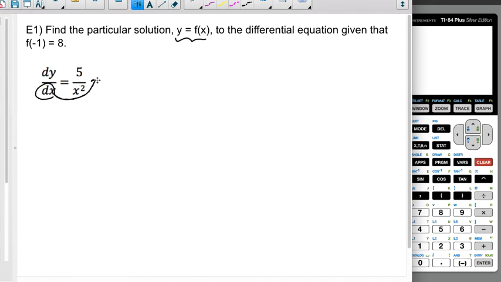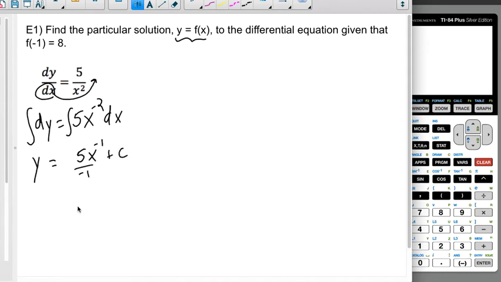So I'm going to multiply the dx over. I'm going to get dy equals, I'm going to rewrite this as 5x to the -2nd dx, and I'm going to do the antiderivative of both sides. So I'm going to get y equals, I'm going to raise the power by 1 and divide by the new power, plus c. So I'm pretty sure I get y equals -5 over x plus c. So that's my general solution, okay?